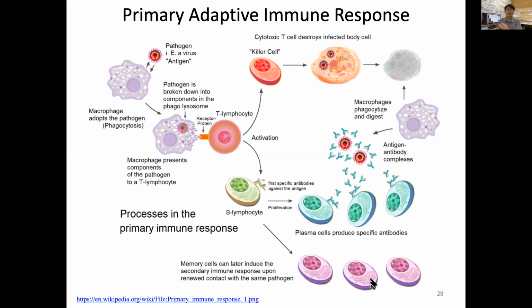So that's probably why, when we vaccinate, we will have multiple of these memory cells available, so that we can protect ourselves from future attacks of these specific viruses.